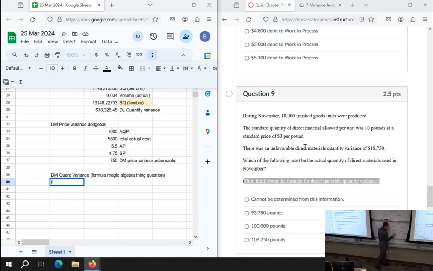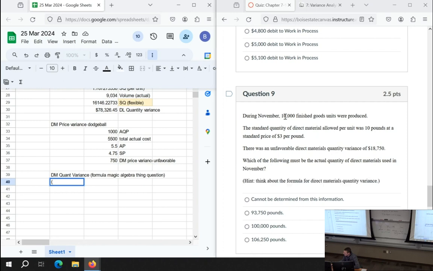So I'm asking you, what's AQU? If I've given you the other three, you can solve for the last one. If I only give you two of them, then you can't, and you would pick A, cannot be determined. Let's see. We have total finished goods produced, so actual volume. We have our standard quantity of 10 pounds per finished goods unit, and we have our standard price. So we can calculate the standard quantity at actual volume: 10 pounds per unit times 10,000 finished goods units actually produced means 100,000 is our standard quantity. We have two of the three.